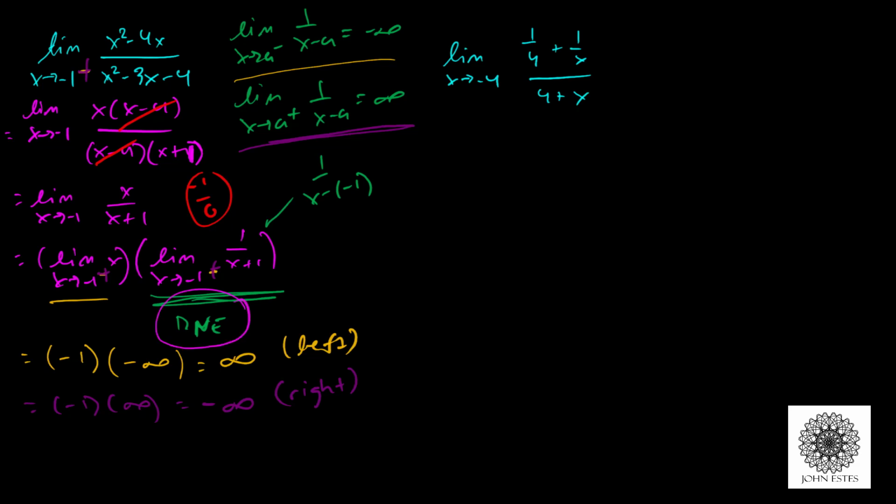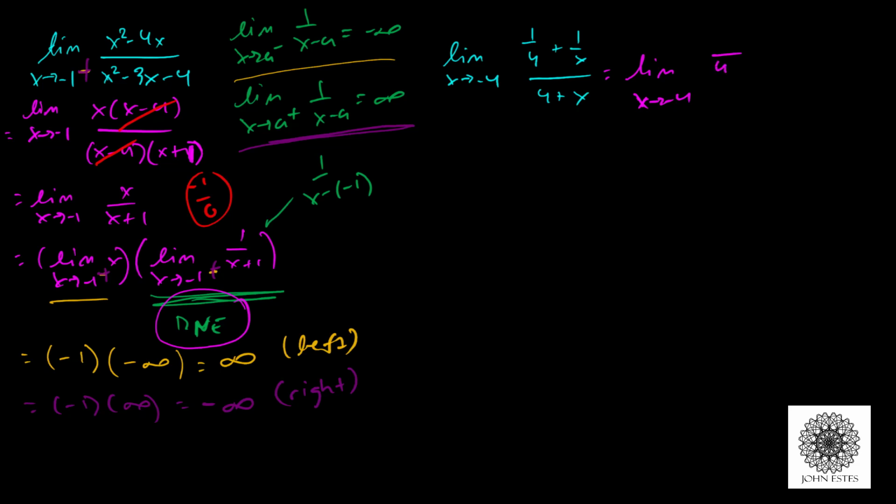Okay, for the next example, we have the limit as x approaches negative 4 of 1 over 4 plus 1 over x, divided by 4 plus x. We don't like this expression because we get a 0 in the denominator, and also we don't like fractions within fractions. So what we need to do first of all is use some algebra to bring these things together in the numerator.